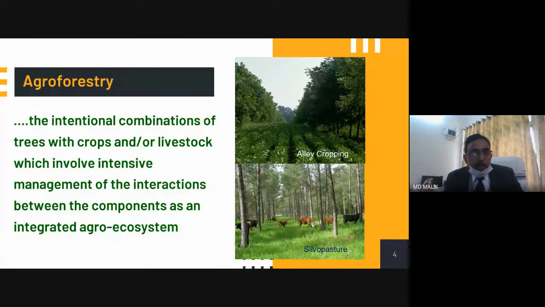So the definition itself says the intentional combination of trees. We keep intentionally the trees, crops, and livestock, which includes the management of the interaction between the components as an integrated agro-ecosystem, in which the crops and livestock should be compatible. When we use crops with the tree, we think of two very important things. One is that it should be compatible. The tree under which we are growing agriculture crops must be compatible. So we have to select species and crops in such a way that they are compatible. And then these systems share nutrients with each other. That is very important in agroforestry. And we consider the cultural practices of the local people.